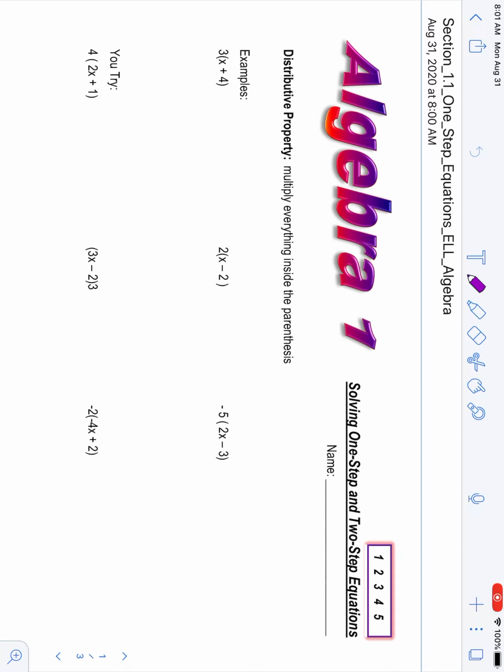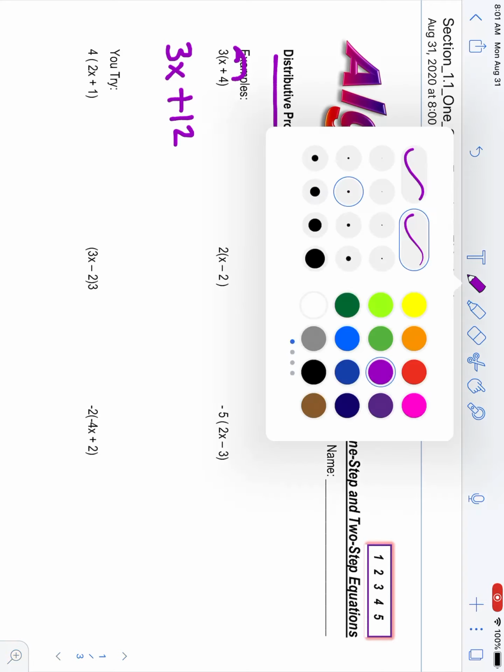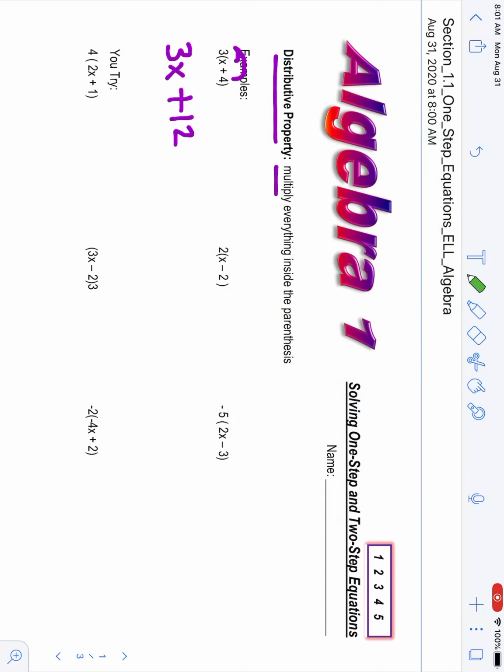So let's talk about the first thing, distributive property. Distributive property will be when we have a number outside of parentheses. So what we want to do is multiply everything inside the parentheses. All right, so let's look at a couple examples. I have a 3 in front of the parentheses. So what I'm going to do is take the 3 and multiply it times both of these. So 3 times x is 3x. 3 times 4 is 12. We cannot combine anything there, so we are all done. One is a letter, one is a number.